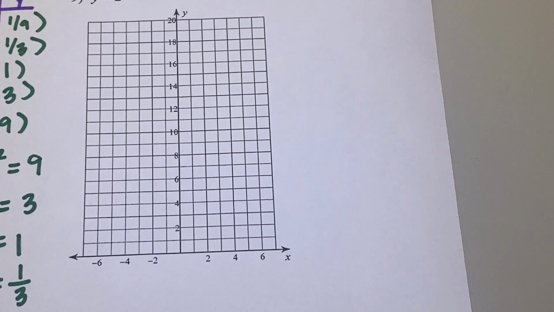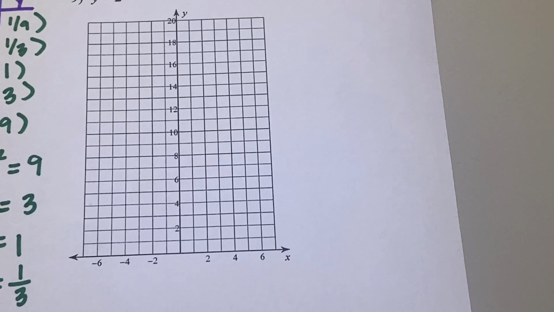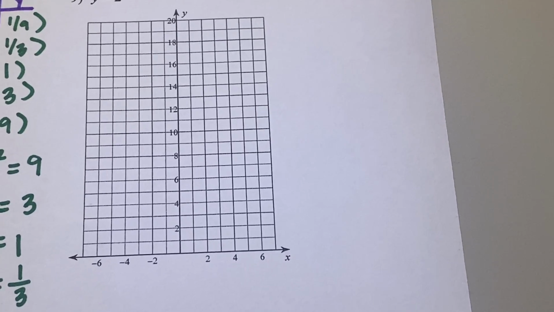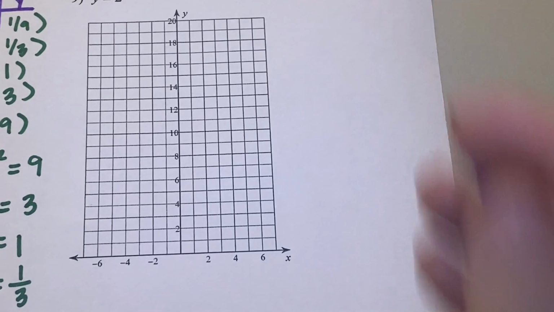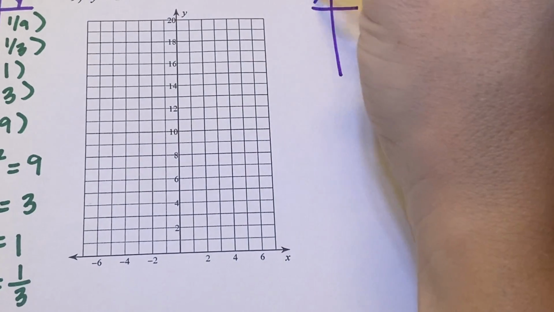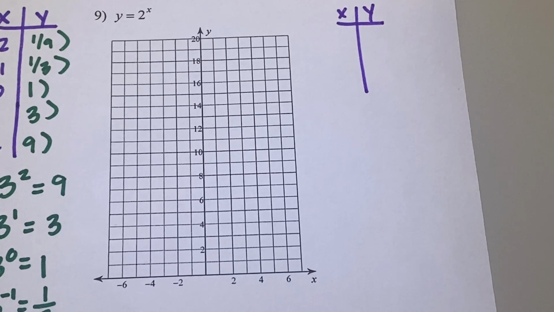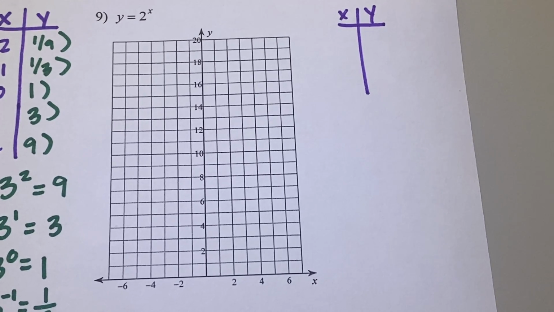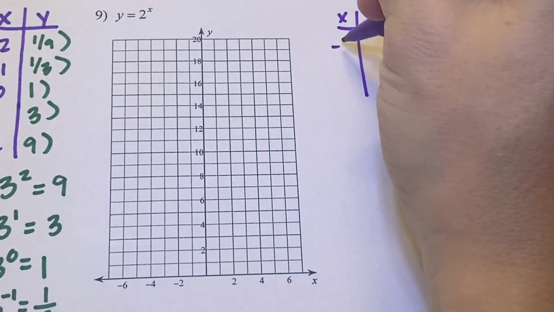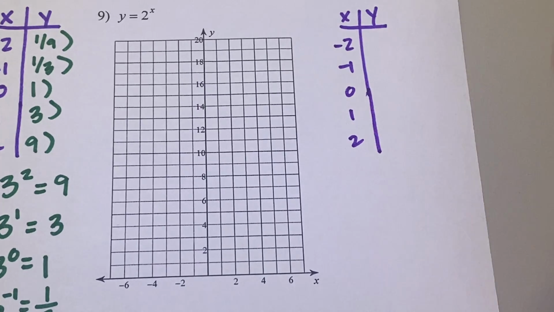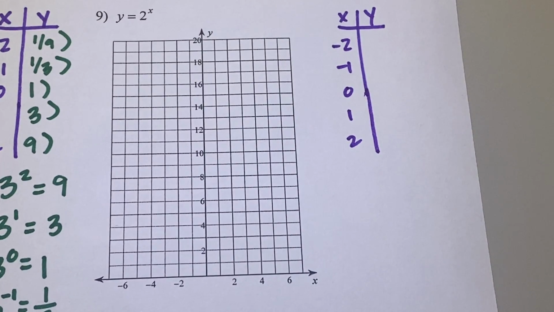Okay, we're doing the same thing here, except instead of 3 to the x, it is 2 to the x. Okay, what always works when graphing? Chart. Table. Beautiful. Same thing, different name. Okay, so we're going to draw our little table. I like choosing the same input values, so -2, -1, 0, 1, and 2. Gives me some negatives, gives me some positives.